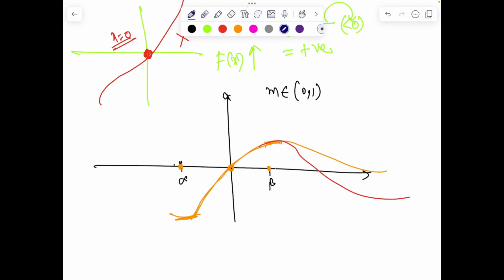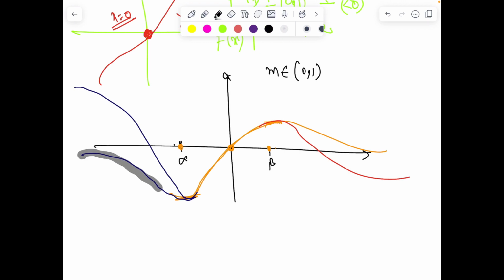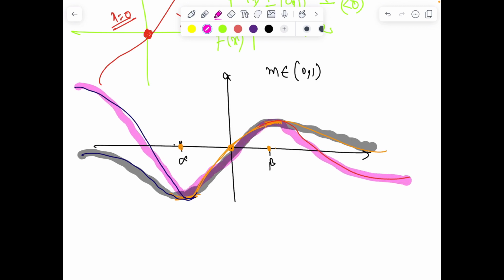Now after beta, the function should decrease. So now it can decrease in two ways. Either it will decrease like this or maybe it will decrease like this, right? Similarly, from minus infinity to alpha, either it can decrease like this or maybe it will decrease like this. So now we have to check which of the possibilities is true. Can the graph behave this way or does it have to behave that way?